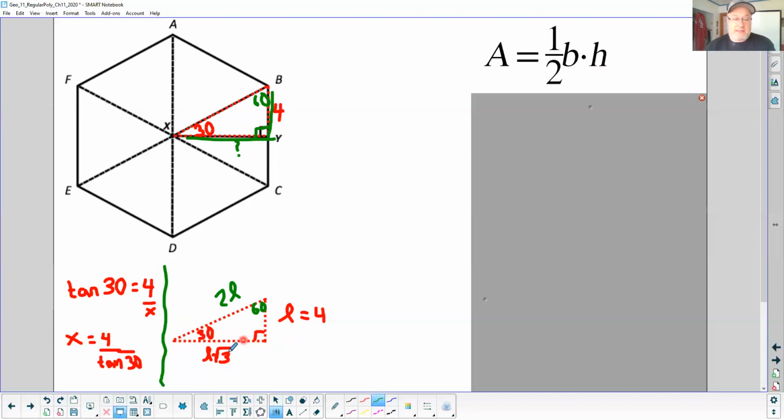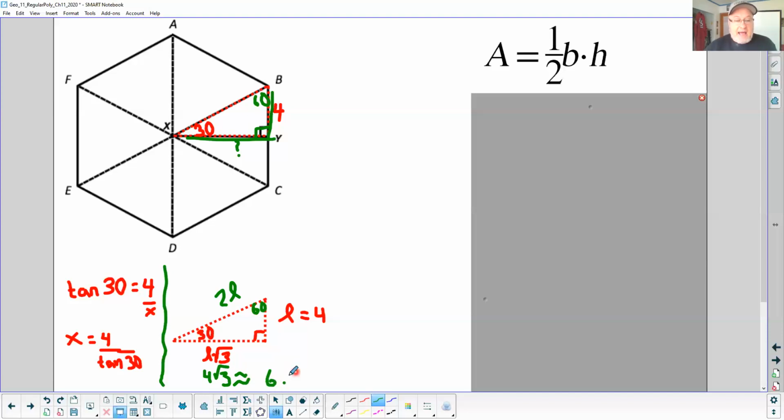But I do need this side, and that's L times the square root of 3. So if the short side is 4, and this side is L times the square root of 3, and L is 4, this side is going to be 4 times the square root of 3. Now I did this in my calculator, and I got 4 times the square root of 3 is 6.928, and I'm going to round that to 6.9.